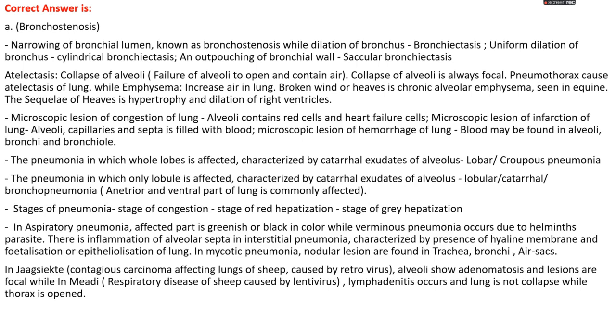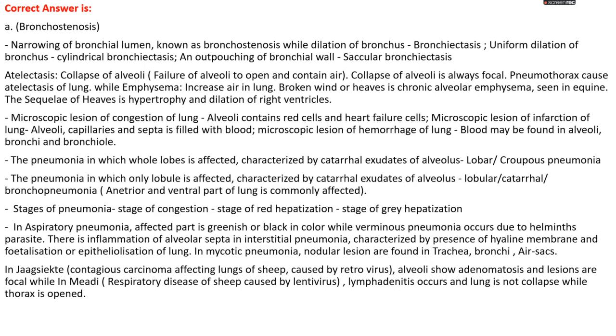Okay, the pneumonia in which the whole lobe is affected, characterized by catarrhal exudate in the alveolus, is known as lobar or croupous pneumonia. The pneumonia in which only the lobules are affected, also characterized by catarrhal exudate of the alveolus, is known as lobular or catarrhal or bronchopneumonia. This is the most common pneumonia in animals, and in this case the anterior and ventral parts of the lungs are commonly affected. Okay, stages of pneumonia: the first stage of congestion, stage of red hepatization, stage of gray hepatization.